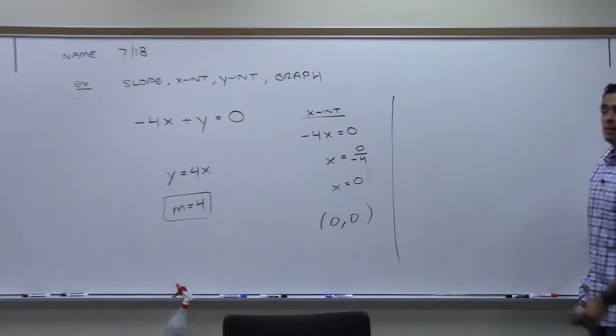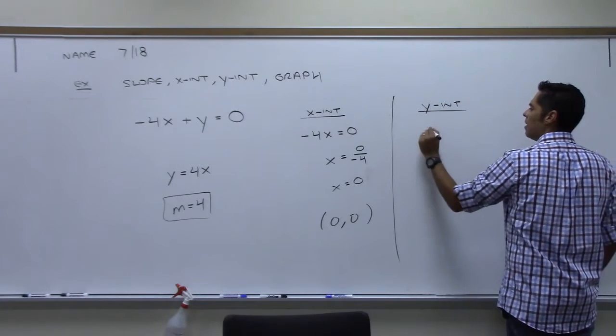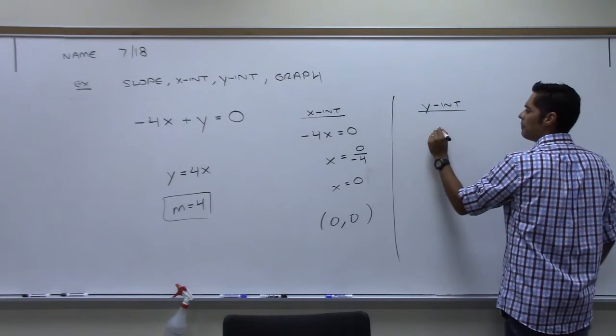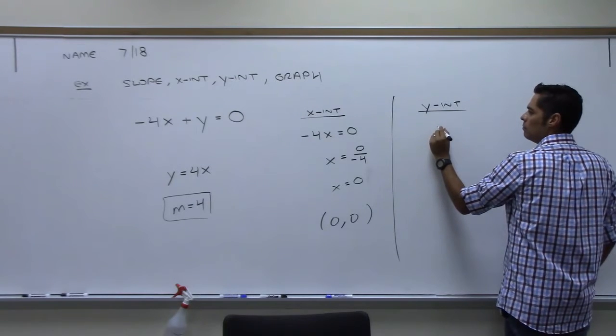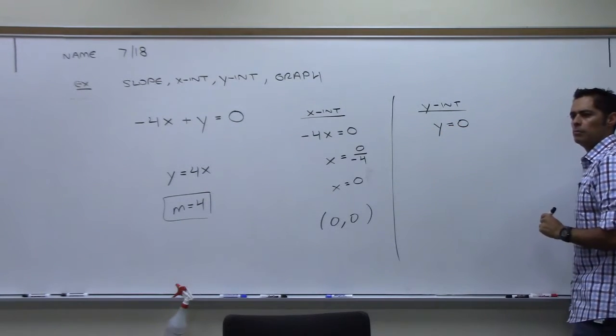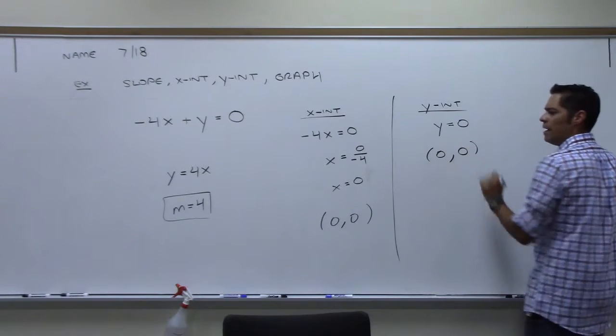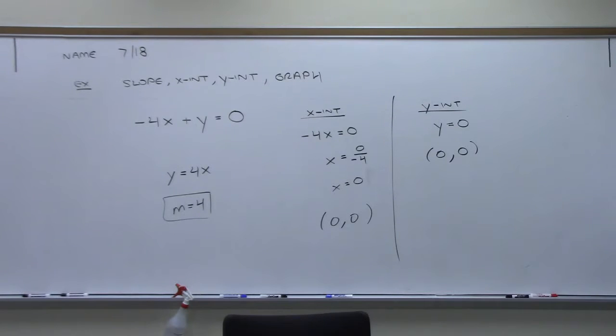What about the y-intercept? Set x to 0, and you get what? y equals 0. And so you'd have the point 0, 0 again at the origin. You all follow that?